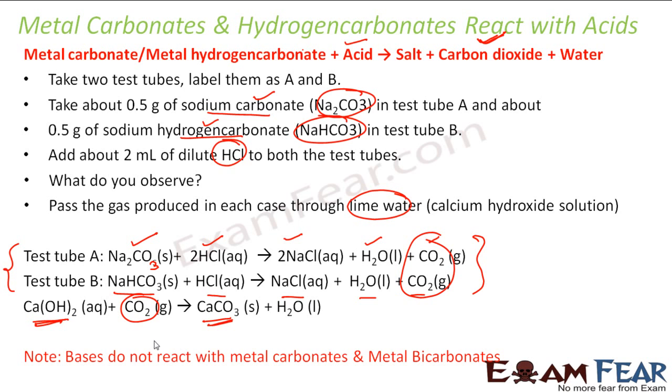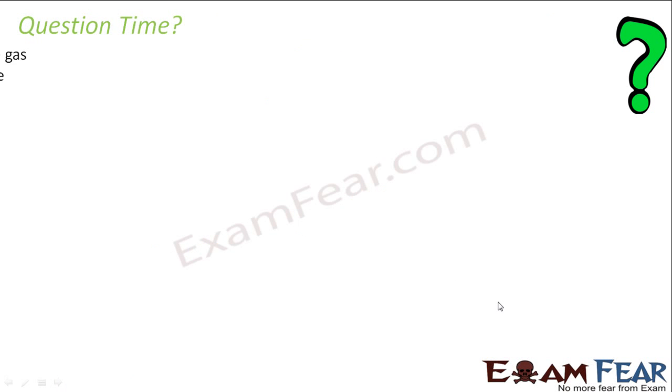So please note, base does not react with metal carbonate. Acid reacts with metal, base reacts with some metals, and acid reacts with metal carbonates and metal hydrogen carbonates. Base will not react with metal carbonates and metal hydrogen carbonates. Only acid reacts with metal carbonate and metal hydrogen carbonate, and gives salt, carbon dioxide and water.